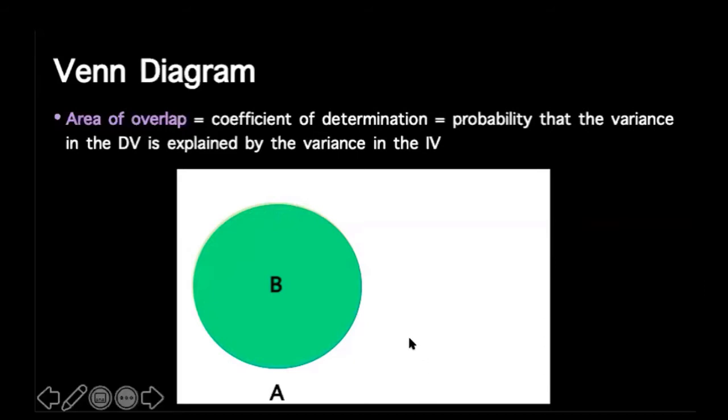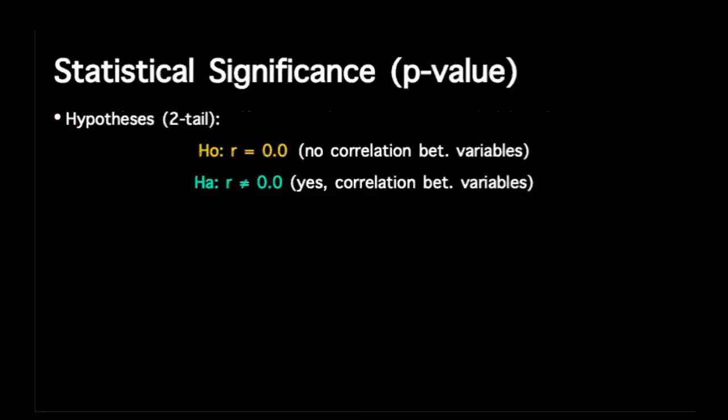So anything or any degree of overlap in between is going to be anywhere between 0 and 100% for R squared, okay? So when we talk about hypotheses, I'm sorry if I'm moving a little bit fast. If you have a question, please ask.